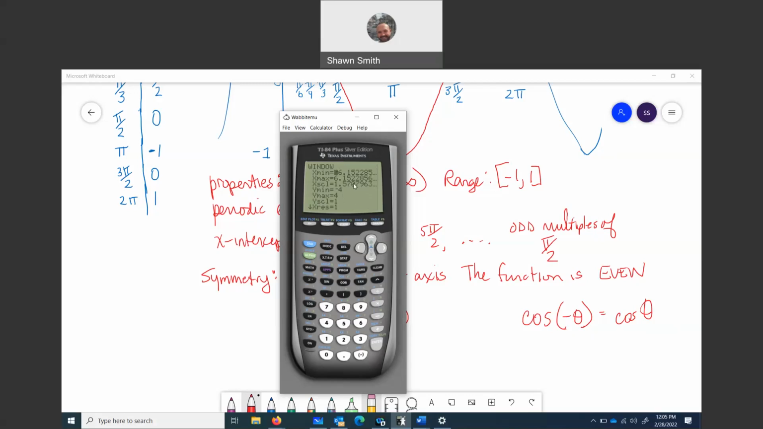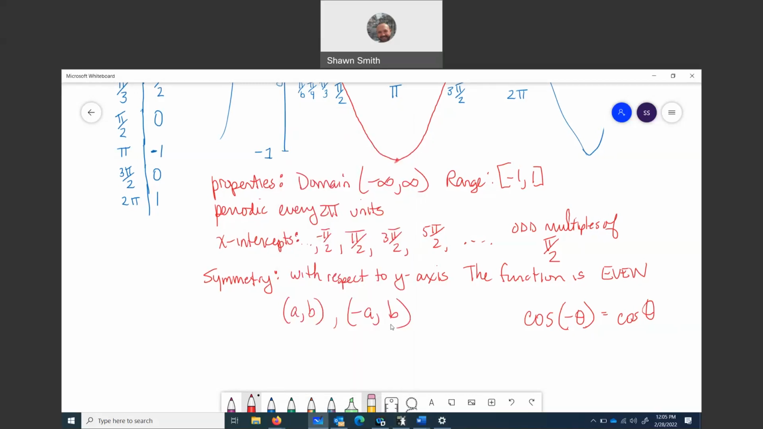So there's negative 6.28, negative 2 pi. And you can play around with this too. You can zoom in and out, changing dimensions if you want to see other parts. But an easy way to double check if you're looking at a sine graph or a cosine graph.